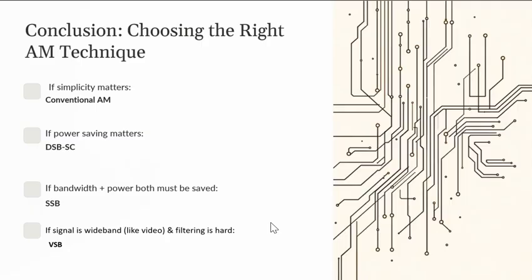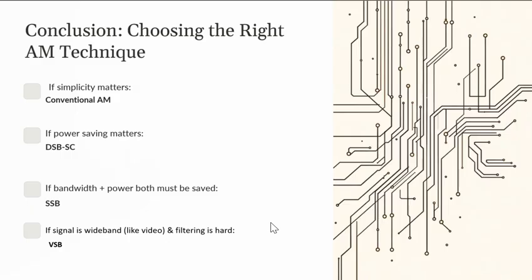So, in conclusion, I can say that if simplicity matters, use conventional AM. If power saving matters, then we can use DSBSC. If both bandwidth and power must be saved, then use SSB. If the signal is wideband like video, we have to use VSB. There is no single best method, we can say. It depends on the application, for what purpose we are using it.